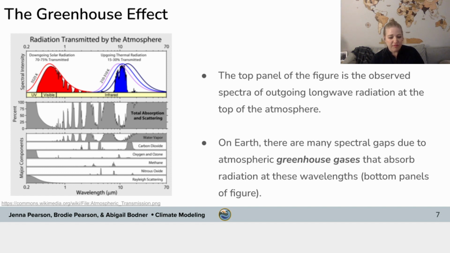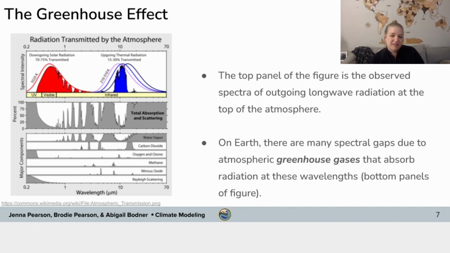And then on top of that, there are some black body curves plotted as well, with various emission temperatures ranging from 210 to 310 Kelvin. And what we notice is that none of these are a particularly good fit for the blue shaded region, and that there are many spectral gaps.